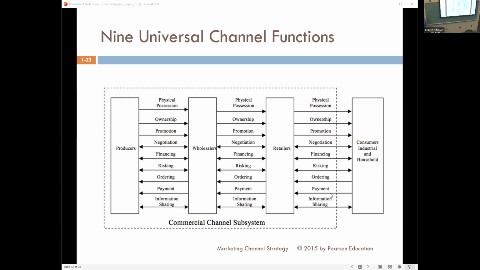Anyway, what you see happening in the last 30 years is a process called disintermediation, all right? And that is the removal of channel members from the channel system.